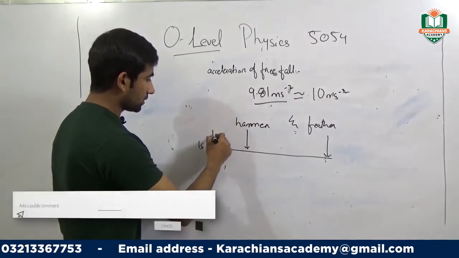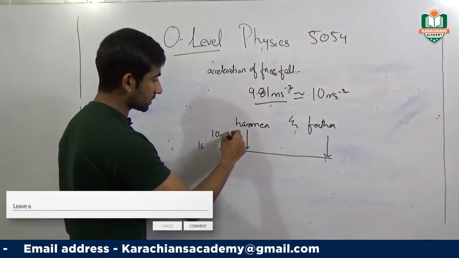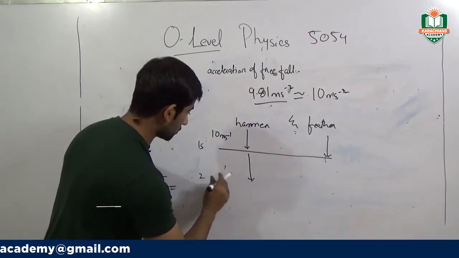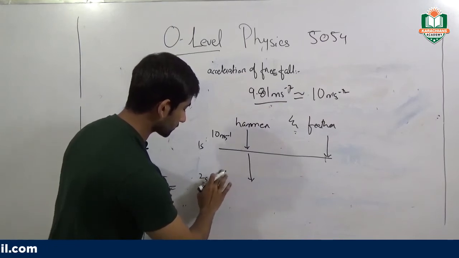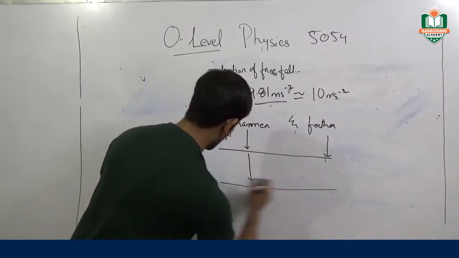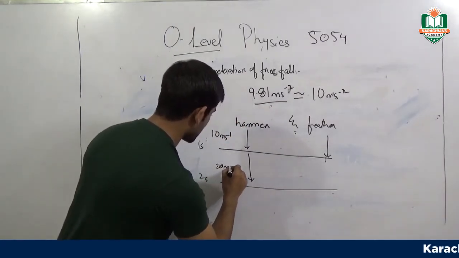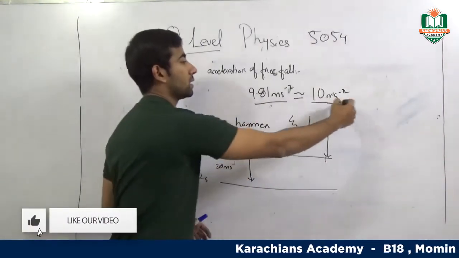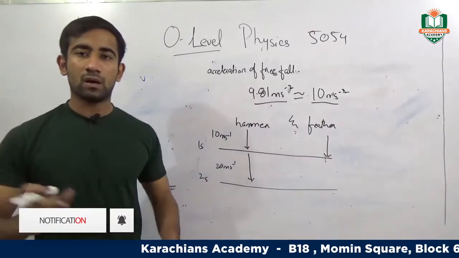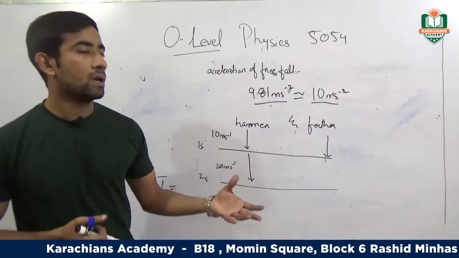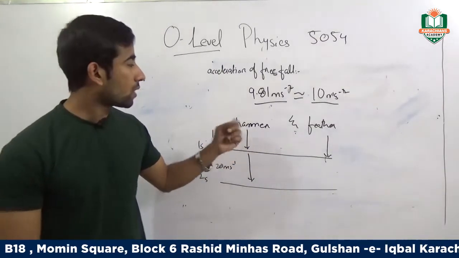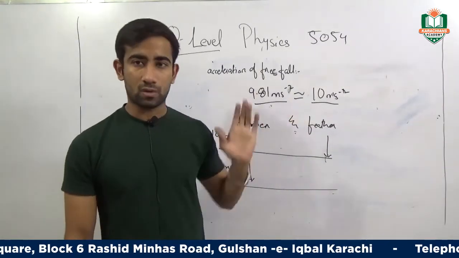For the first second, they will have a velocity of 10 meters per second. For the next 2 seconds, they will have a velocity of 20 meters per second, and so on. So their velocity will increase at a constant rate, which is 10 meters per second. So it doesn't matter if an object is heavier or lighter, anything falling into the gravity of Earth will fall with 9.81 meters per second squared acceleration.